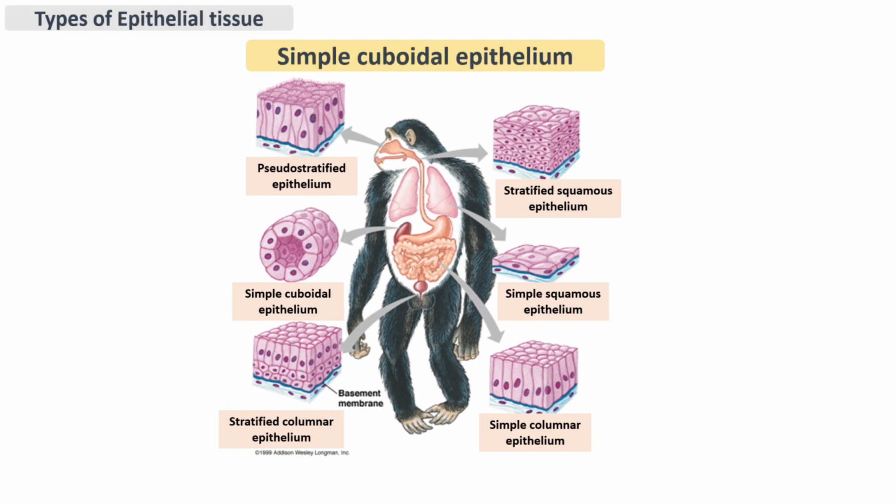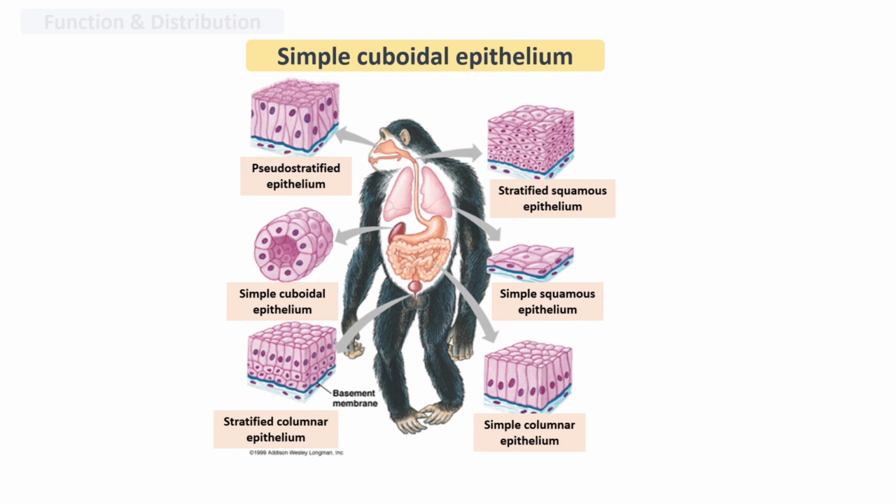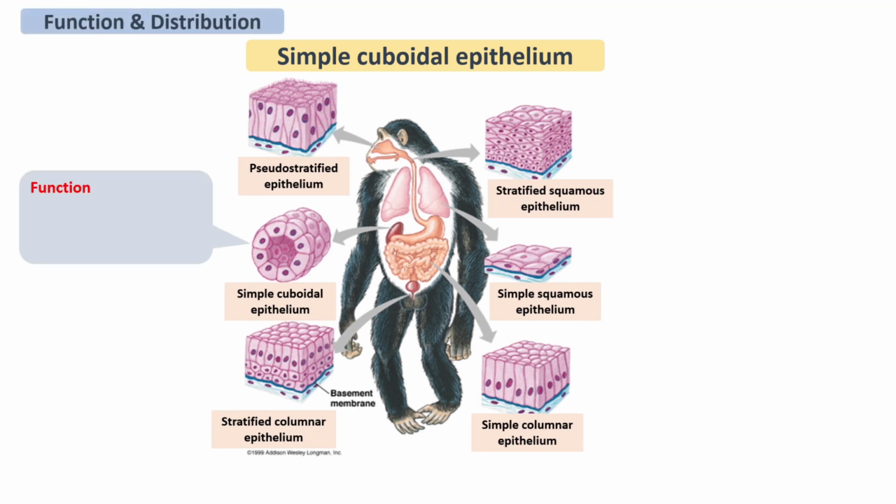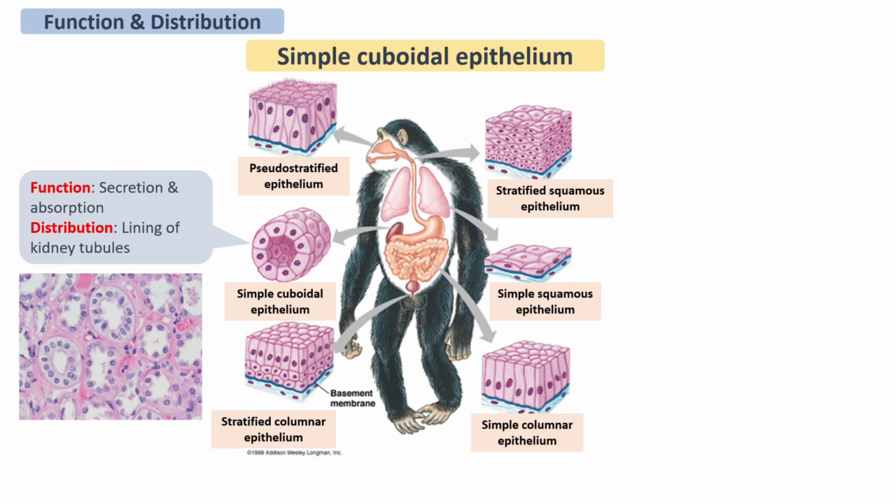For simple cuboidal epithelium, the tissue has single layer with cube-shaped cells, and the nuclei are located in the center of the cell. The function of this tissue is for secretion and absorption, where these processes actively occur in the kidney. Hence, the distribution of this tissue is in the lining of kidney tubules.